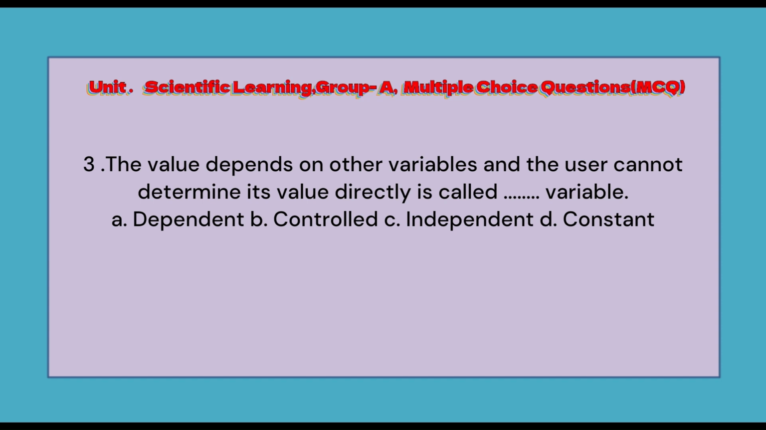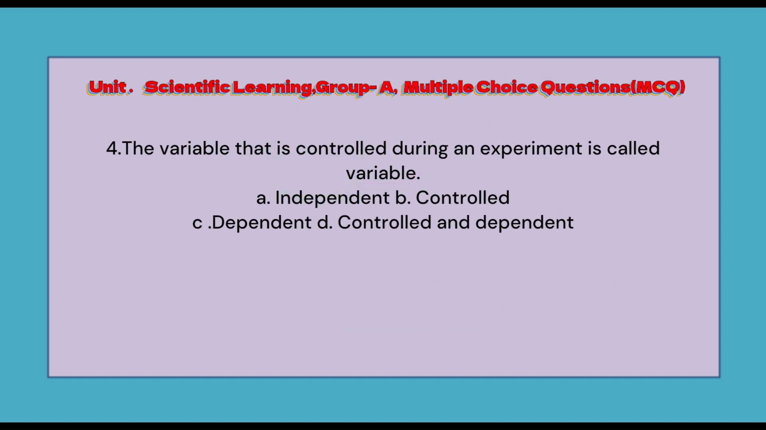3. The variable whose value depends on other variables and the user cannot determine its value directly is called variable. A. Dependent. B. Controlled. C. Independent. D. Constant. Correct answer A. Dependent.